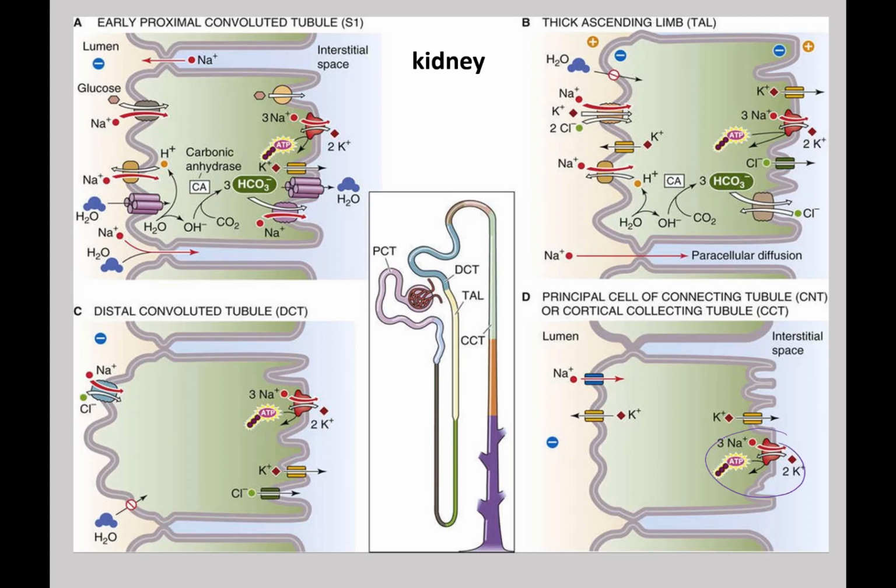So wherever you see ATP, you're going to know that's active transport. If there's no ATP, it's some kind of diffusion. If it has a protein, it's facilitated diffusion.